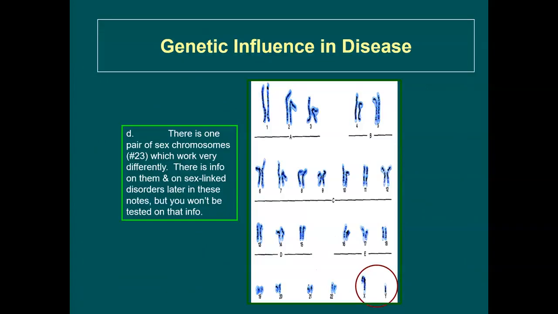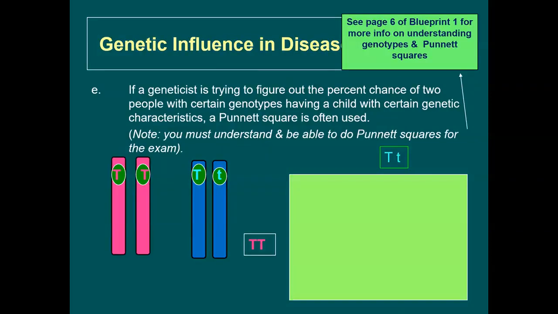Now, again, I said there is a pair of sex chromosomes, that's chromosome 23, and we're not going to talk about that in the course, even though there is some information that is in your lecture notes. That's just for your information.